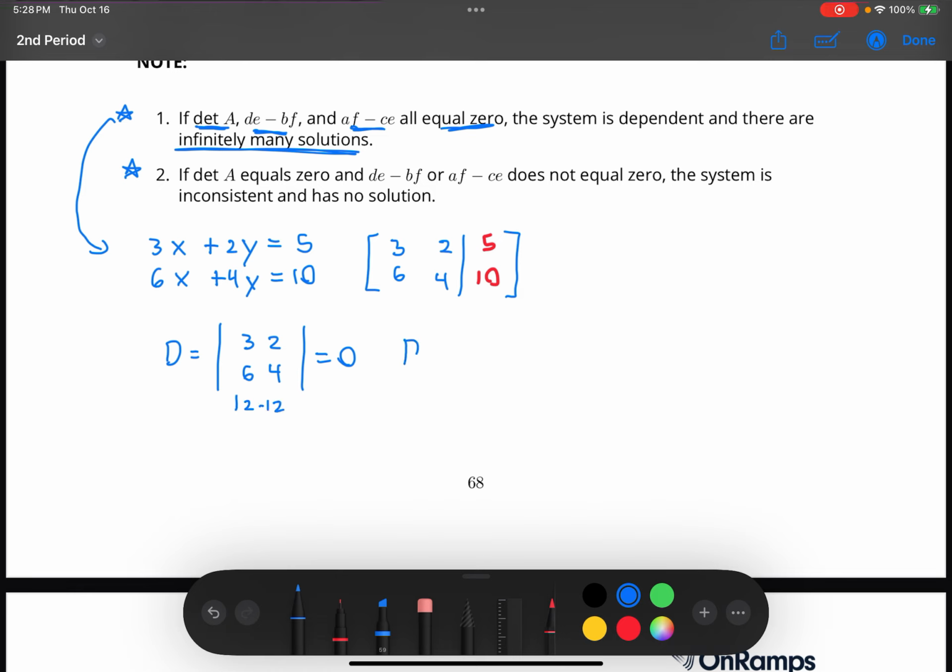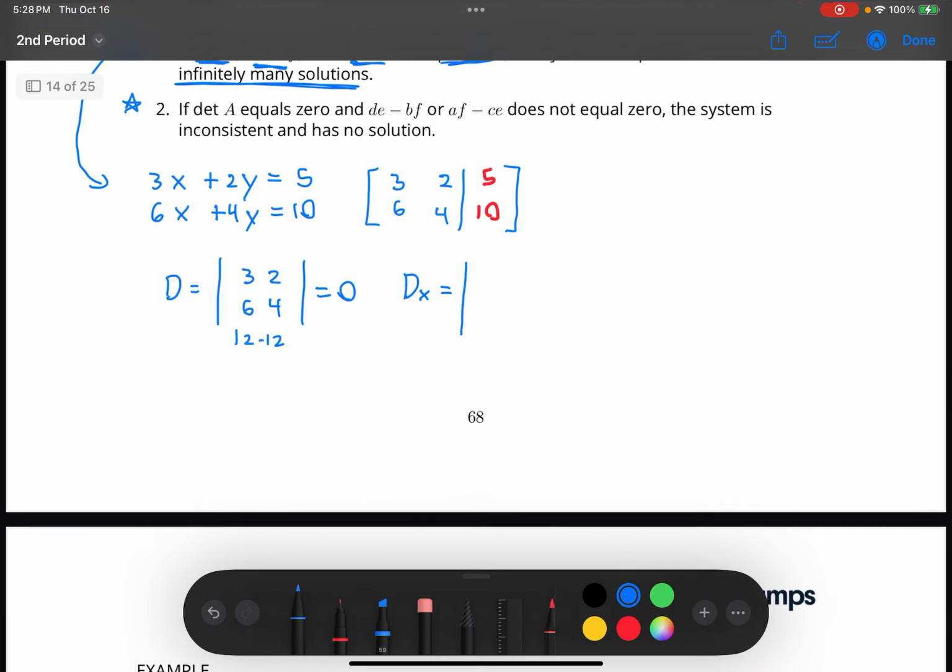All right, now the determinant of x would be, remember, for the determinant of x, we would replace this column right here with this column. Okay, so we're going to write this as 5 and 10, and then 2 and 4, and we're going to do the determinant. 5 times 4 is going to be equal to 20, and then 2 times 10 is also 20, so we end up with a 0.